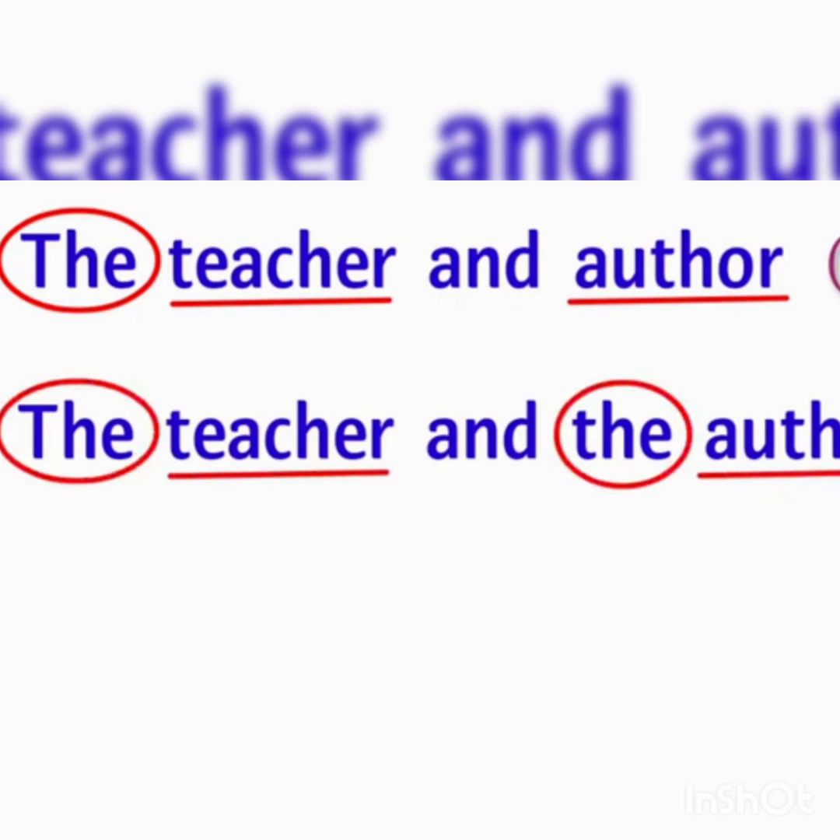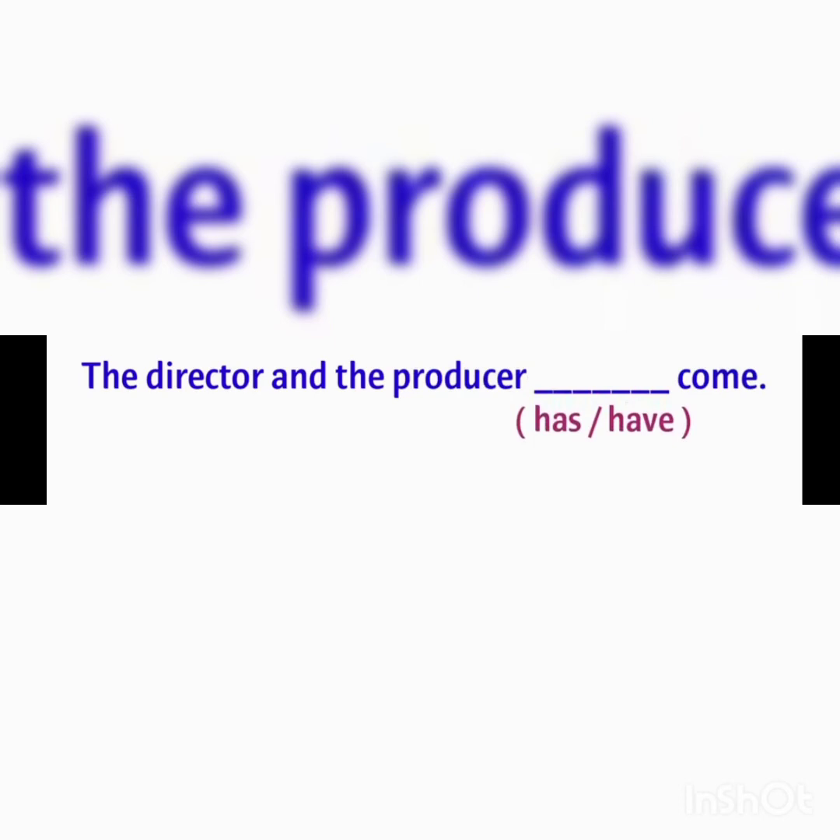Okay, is it clear? Now you can do that. Fine. Now let us do this exercise. You can see here the director and the producer. What shall come over here? Tell me, what will come? Has or have? See, the director and the producer. We have put an article before director and before the producer also. That means we are talking about 2 different persons. Okay, so "have" should be here, right?